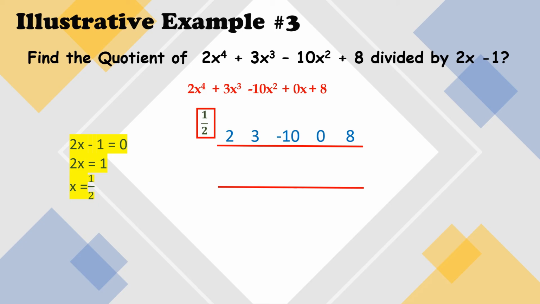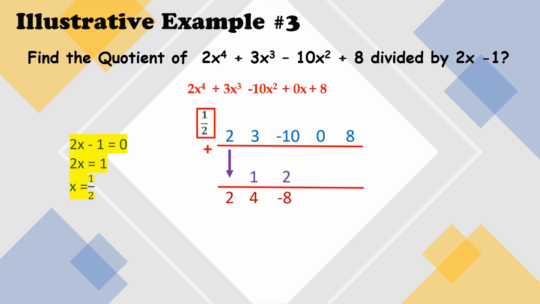Bring down the first number on the first row to the third row. So we will have here 2. We multiply this number by our synthetic divisor, which is 1/2. So 1/2 times 2 is 1. We put it on the next column, second row. We add the numbers on this next column. So 3 plus 1 will give you 4. We multiply it by our synthetic divisor, 1/2. So that will give us 2. Then we add negative 10 plus 2, which is negative 8.